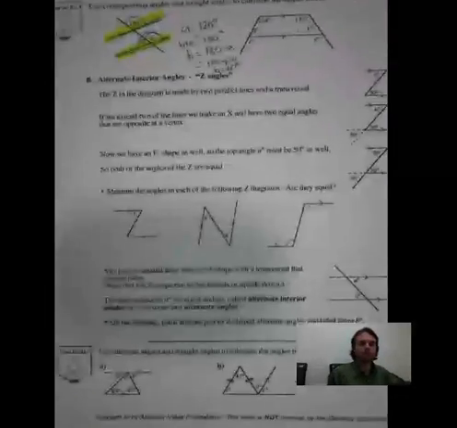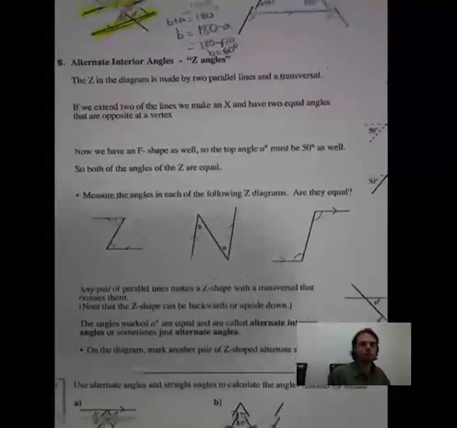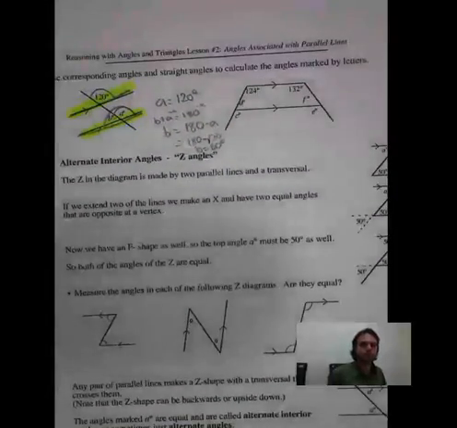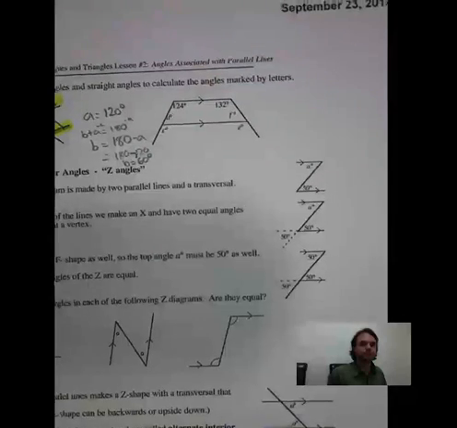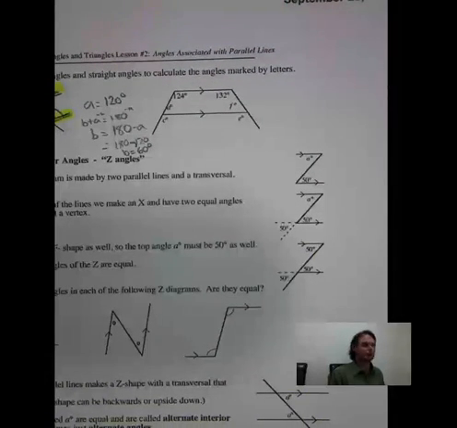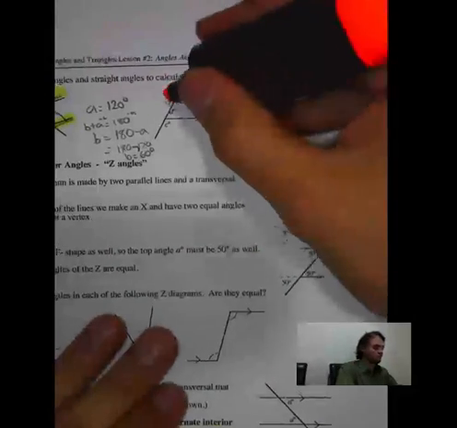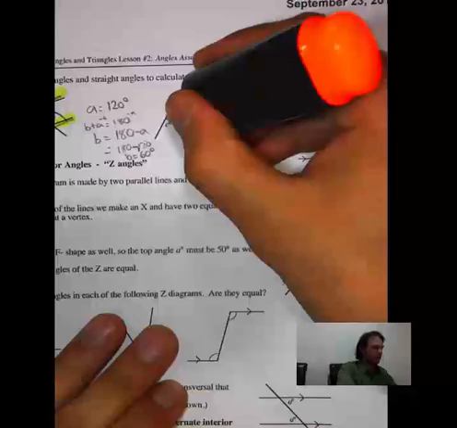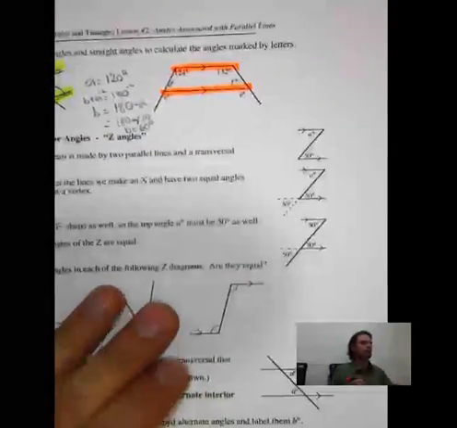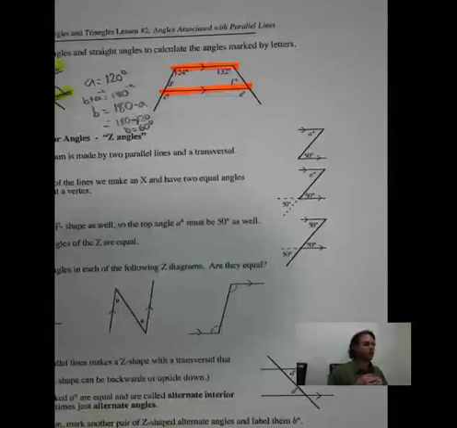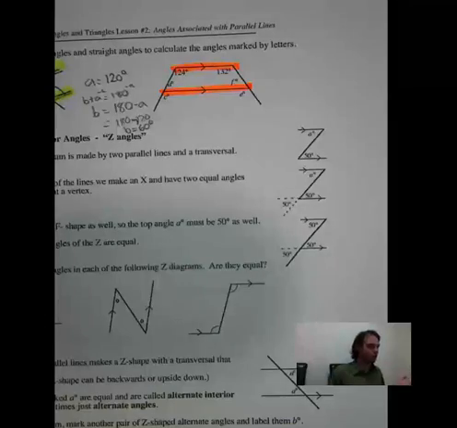I'm just going to zoom in so you can see my work a bit better. Alright, now, let's take a look at the next one here. It looks a lot more complicated. But once again, we have two parallel lines that are denoted by those little arrows. These two lines are parallel to each other.